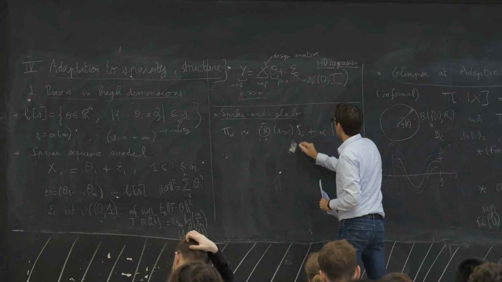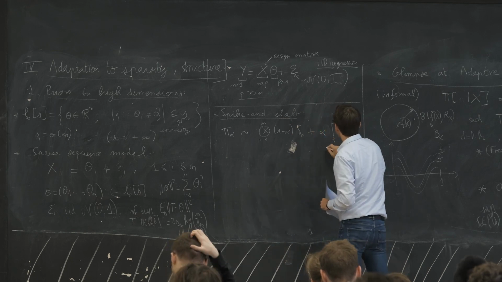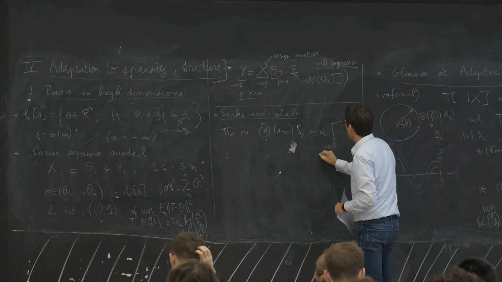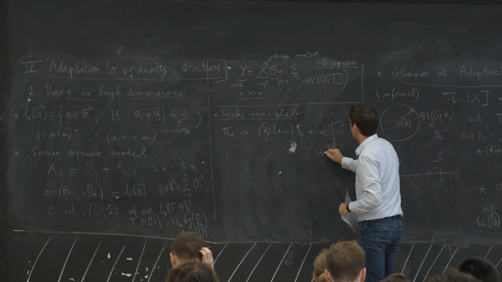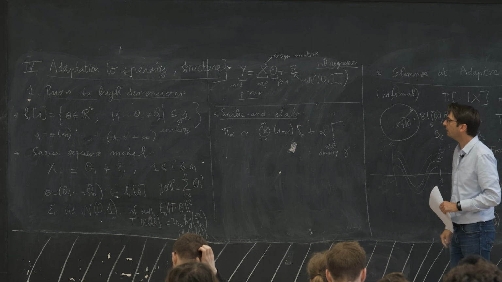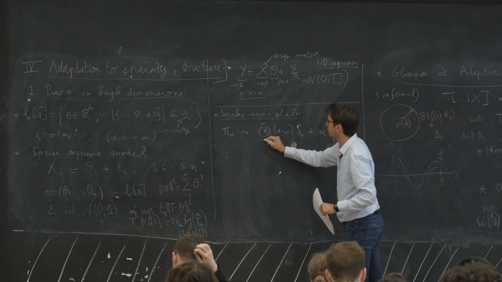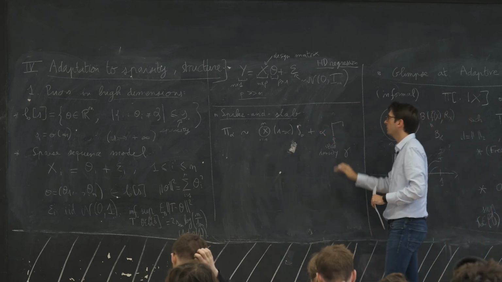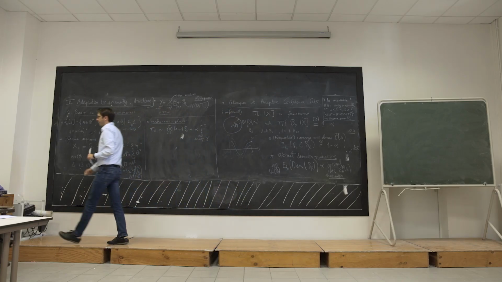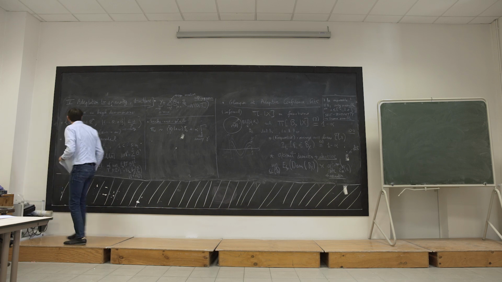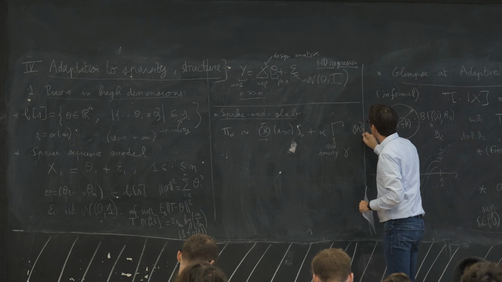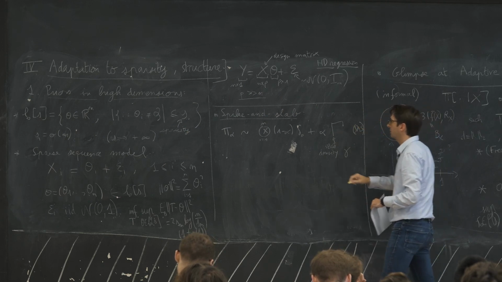The spike is because you have a Dirac mass at 0, and then you have what is called a slab, which you take to have a density gamma with respect to the Lebesgue measure. So on each coordinate, you flip a coin, and with probability 1 minus alpha, you return 0, and with probability alpha, you return some random number that's sampled according to gamma. So we call that SAS, like spike and slab.